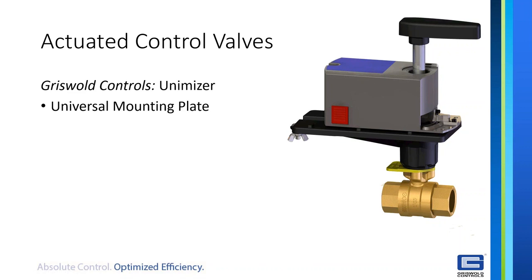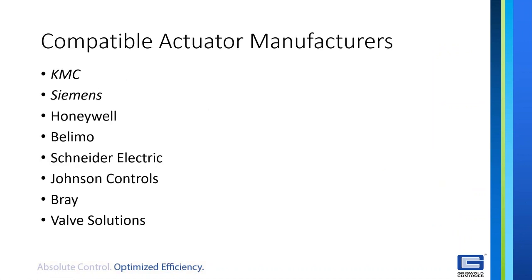It's a very, very easy situation. If you want to change your actuator to a different brand, you can't really see the clip, but it's right here, and you can see the screw that's holding it on. You would remove that clip, and then we have clips for all the different actuator brands. So we are compatible with KMC and Siemens, Honeywell, Belimo, Schneider, Johnson Controls, Bray, and Valve Solutions.